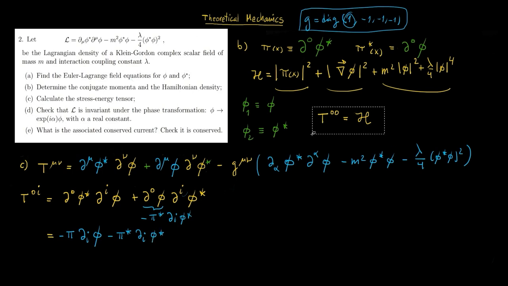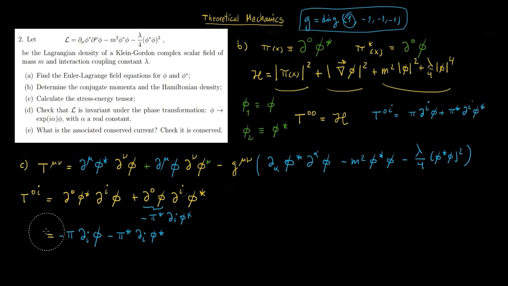So let's write it down. G0i equals minus pi partial i phi plus pi star partial i phi star. If you want, let's write the index again, because it's nicer if we put the i index upstairs. In the left-hand side of the equation, the index i is upstairs.